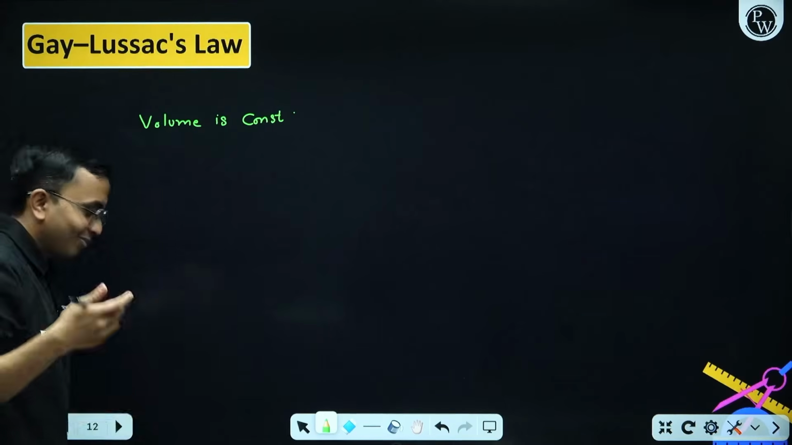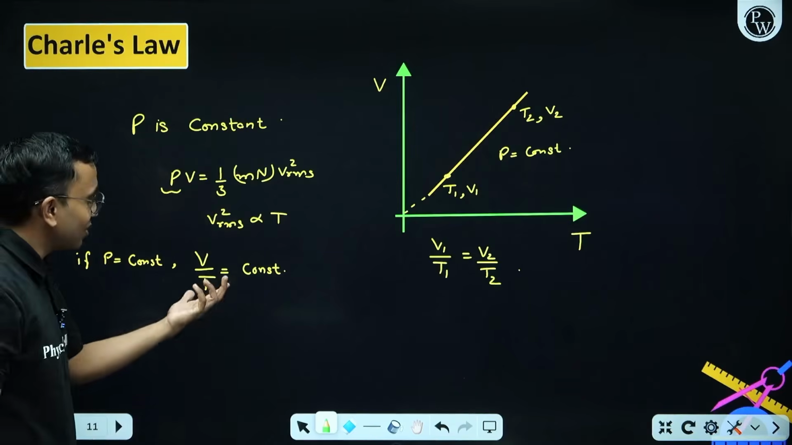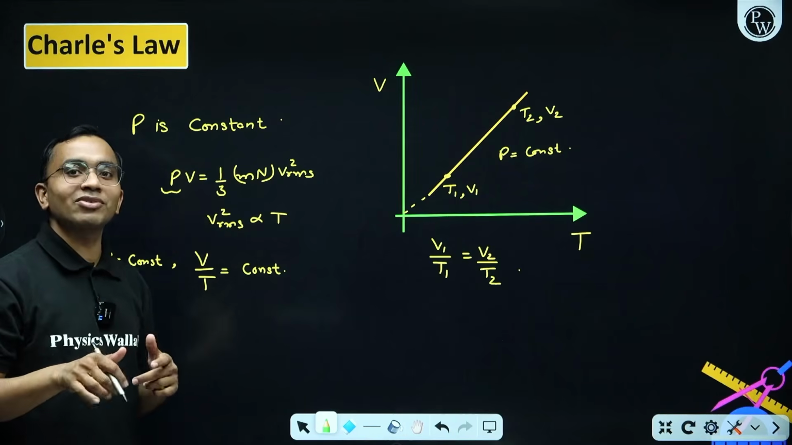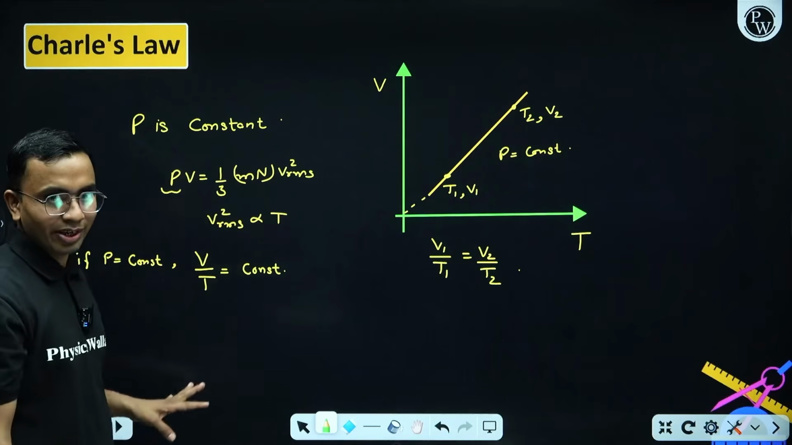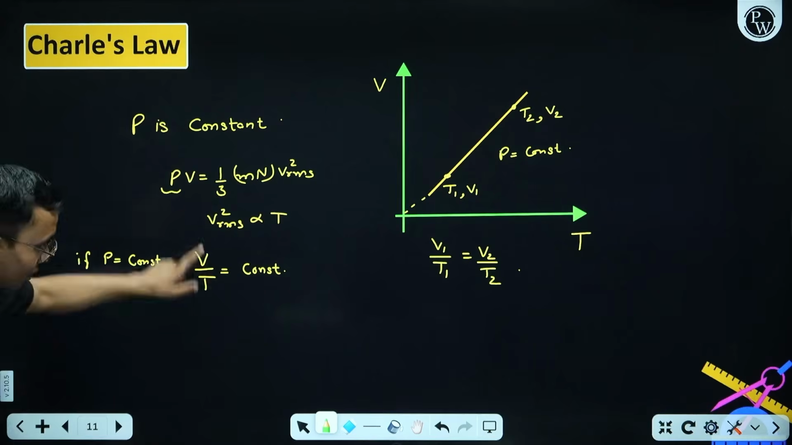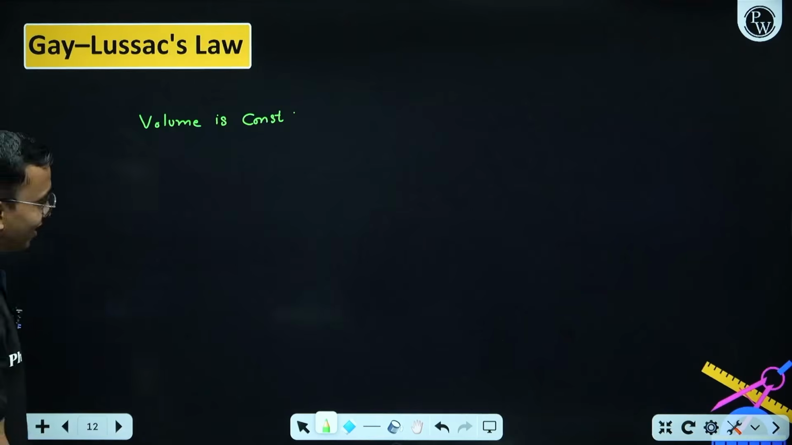Now you may say, sir, PV is equal to nRT, so why are you saying it like this? If P is constant, we know V by T is constant. You know V by T is constant when P is constant from the ideal gas law. We are deriving the ideal gas law from this. Therefore, we do not have the ideal gas law first. We have this expression first, and from this expression I am showing you this. That's the point here.